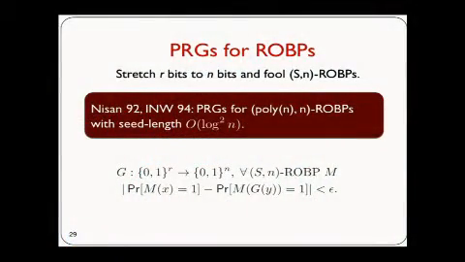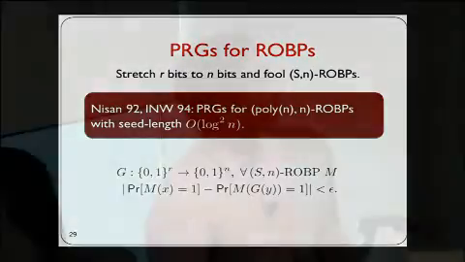And one of the seminal results in complexity theory, I think, is the work of Nisan, and Impagliazzo, Nisan, and Wigderson, who gave PRGs for polynomial width read-once branching programs with a seed length of O of log squared n. And here PRGs for read-once branching programs are defined naturally. That is, you want a generator G which stretches r bits to n bits and fools all width s, length n read-once branching programs.